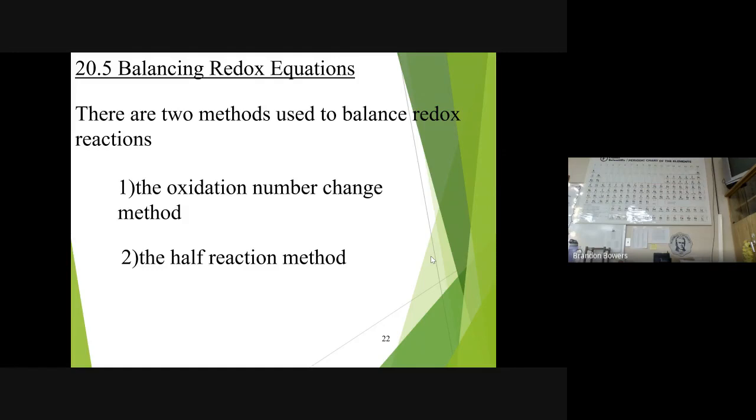Fair enough. There are two methods used to balance redox reactions. Two methods, all right? One, the oxidation number change. Two is the half reaction method. We're going to go over both of them here. So the first one, oxidation number change method. That's our first method we're going to try out.